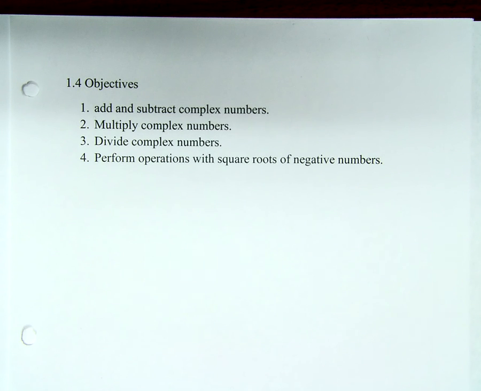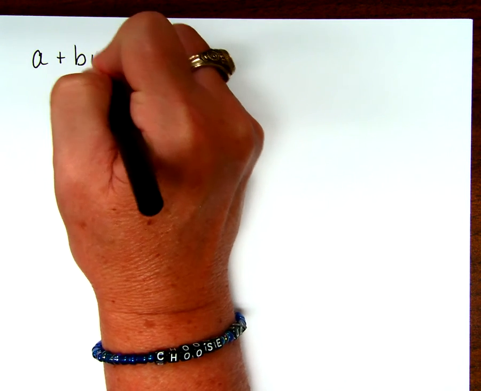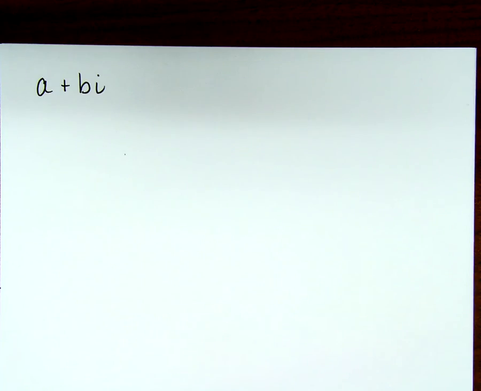Objectives 1.4. Add and subtract complex numbers, multiply complex numbers, divide complex numbers, and perform operations with square roots of negative numbers. Okay? So first of all, here's what I want you to remember. A plus bi is a complex number.